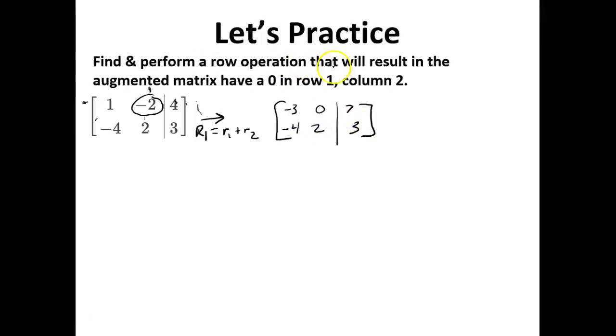Well, the directions were to find and perform a row operation that will result in the augmented matrix having a 0 in row 1, column 2. So do we have a 0 in row 1, column 2? Yes, we do. This part right here is the actual row operation we did. We did R1 plus R2.